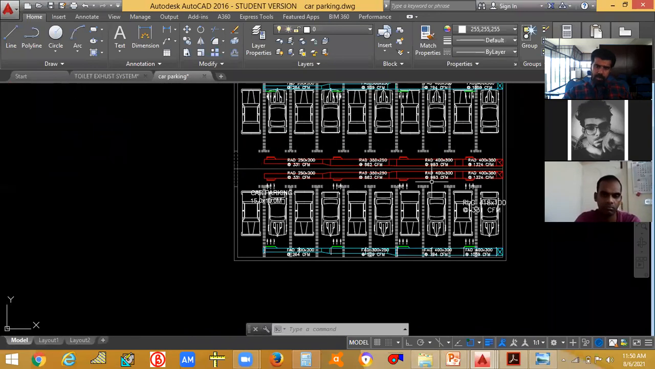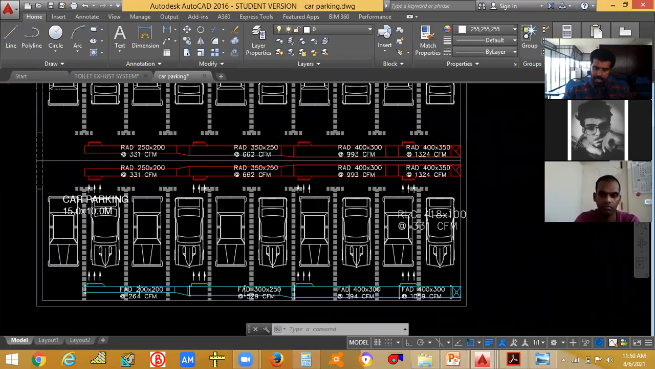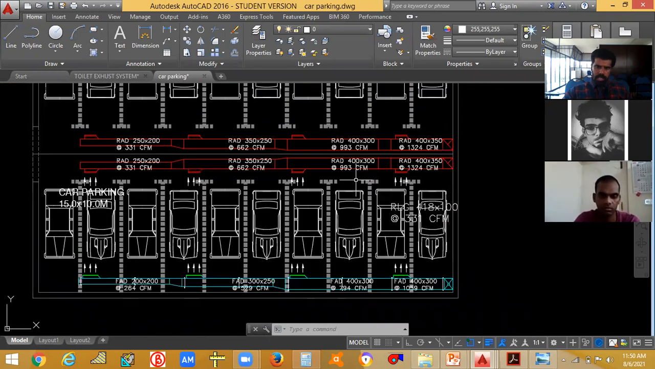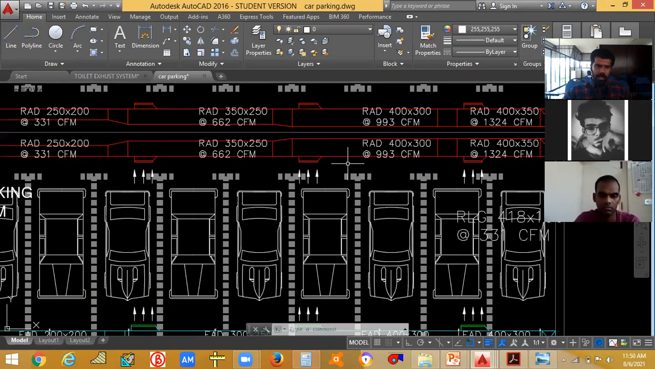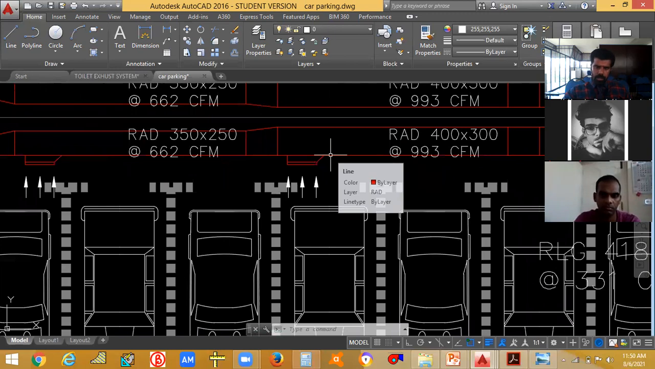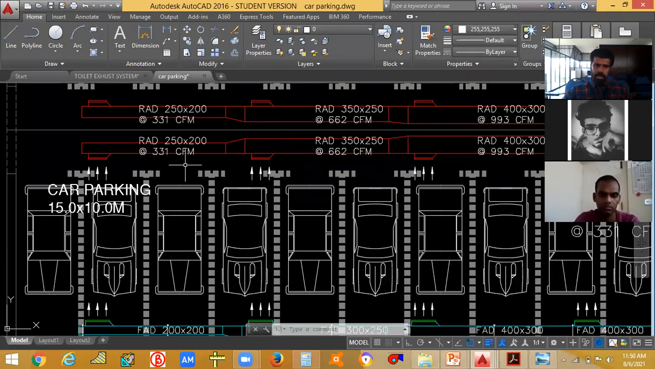When it comes to the size of the main duct, the air in this duct will be the addition of all these, 331 plus 331 plus 331 plus 331. When it comes to this duct, the CFM will be 331 plus 331 plus 331. Coming to this duct, the CFM will be 331 plus 331. Rest, in this duct only 331 is left.